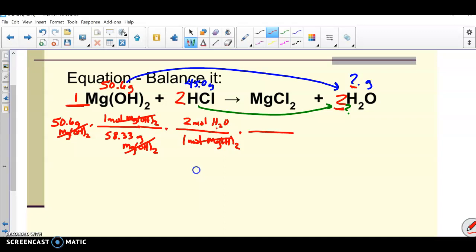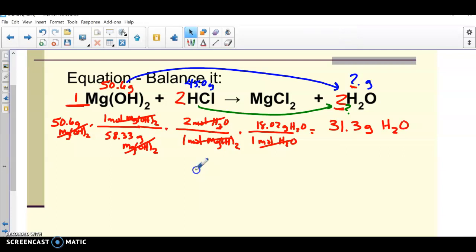Then I'm at moles of water, so I know 1 mole of water is equivalent to 18.02 grams of water. And I can set that ratio up. I can multiply through, and my answer comes out to be 31.3 grams of water. That's what I would produce with 50.6 grams of magnesium hydroxide. Okay, so I'm going to do the other part.